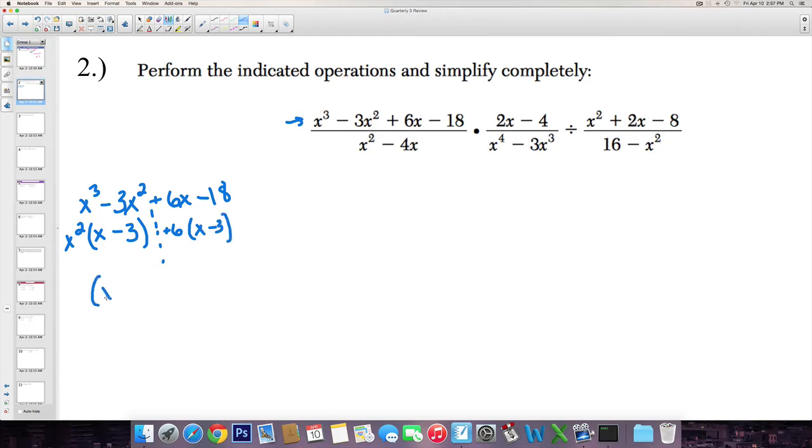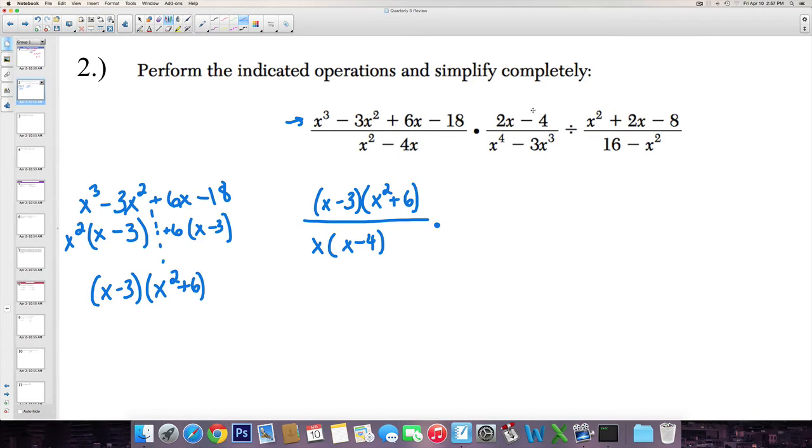So whatever they have in common, x minus 3, we could factor that out again, goes in one parentheses. The leftovers go in the other parentheses. Okay, so the first numerator is x minus 3, x squared plus 6. The denominator, that's an easy one. That's x minus 4. This next numerator, that's pretty easy too. Factor out a 2, x minus 2. This denominator here, we could factor out x cubed. It's x minus 3.